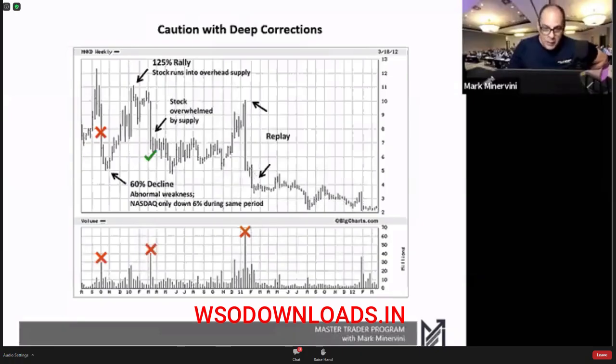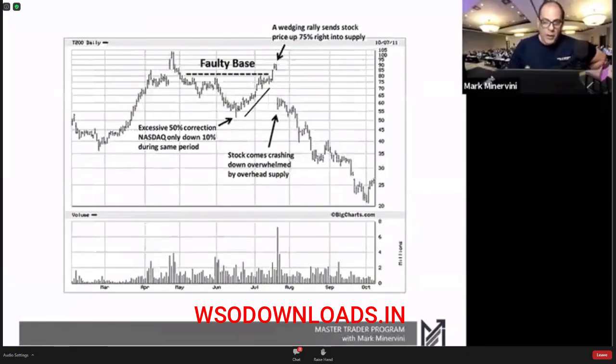All right, let me take another example here. So here's another faulty base that was very abnormal in Travelzoo. You can see stock comes off 50%. NASDAQ is only down 10% during the same period, comes up that right side. It contracts. It does contract. There's a few other things wrong here that we're not going to get into right now, but we'll talk about later. And then you see how it just comes crashing in, overwhelmed by the supply.